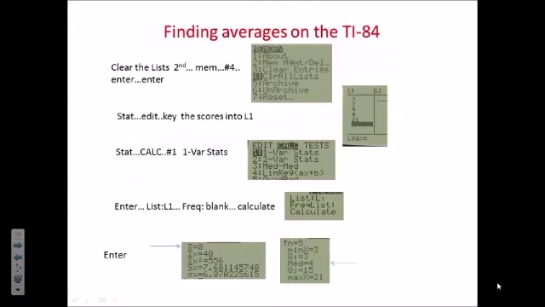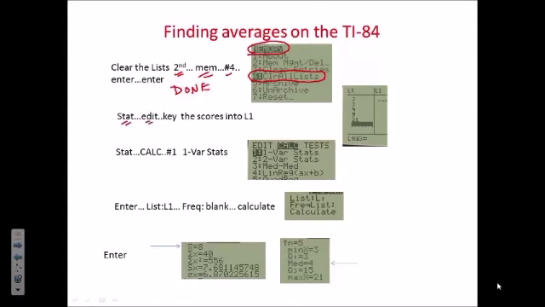Averages may be found on the TI-84. The 84 does not give you the mode, but it does give the mean and median. The first step is to clear the lists in the calculator. So second, memory. Number 4 would be clear all lists. Press enter twice and you should see the word done on the calculator, and that will indicate that list 1 is cleared, which is the list you're going to put the scores in.